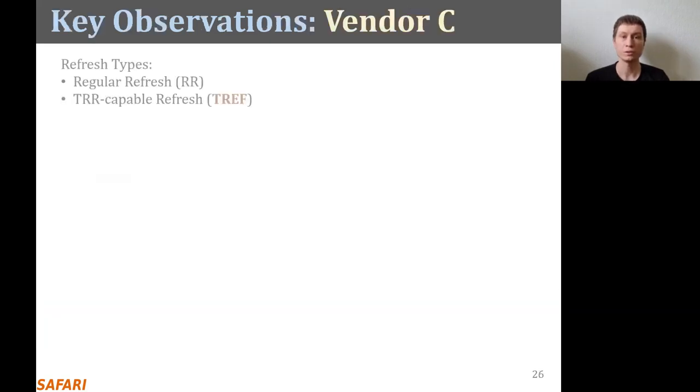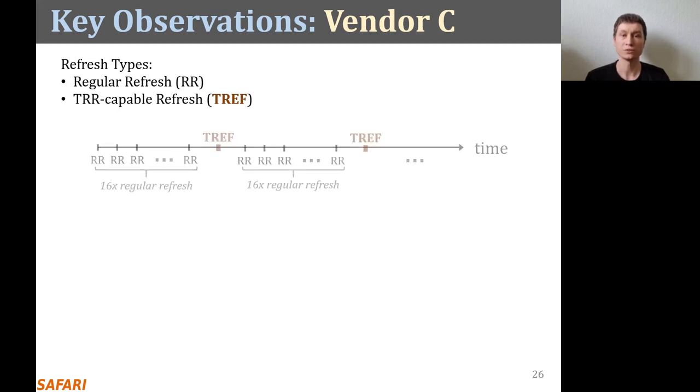Vendor C performs regular refresh and one type of TRR-induced refresh. Every 17th refresh command is TRR-capable. Based on our analysis, we suspect that this TRR mechanism is more sophisticated compared to the other two vendors. It potentially uses a combination of both counter-based and sampler-based approaches. However, we make two key observations that help us craft an effective RowHammer access pattern.